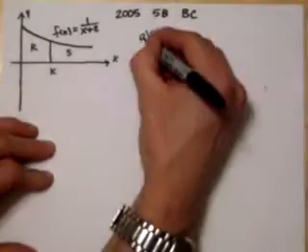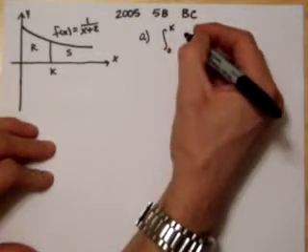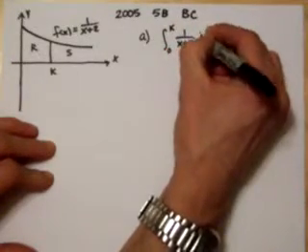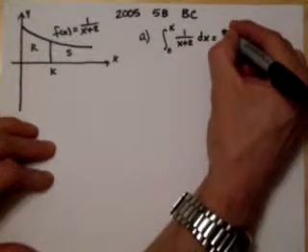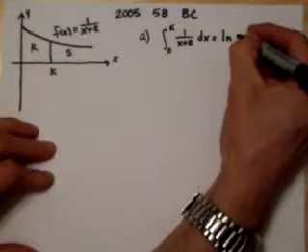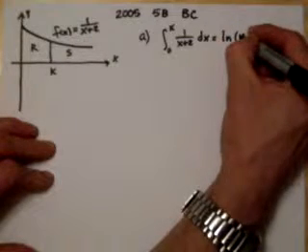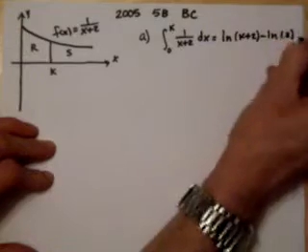So I'm going to take the integral from 0 to k, wherever that is, of 1 over x plus 2 dx. Take the antiderivative and get ln of x plus 2, plug in k and 0, and I get ln of k plus 2 minus ln of 2.